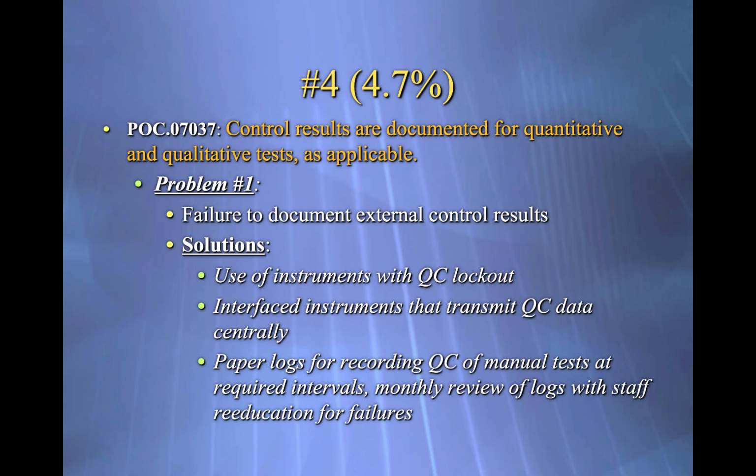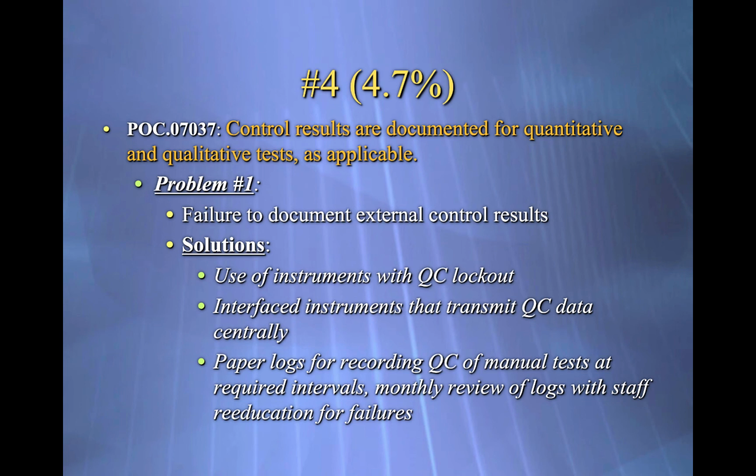Okay, number 4, control results are documented for quantitative and qualitative tests as applicable. Failure to document the external quality or external control results is a problem that virtually every point of care system has. So you can use instruments with QC lockout. They will log the QC when it's done, and if you don't do the QC after 24 hours, the machine locks up. You have to ask somebody with special privileges to unlock it so that they can do the QC and then keep going.